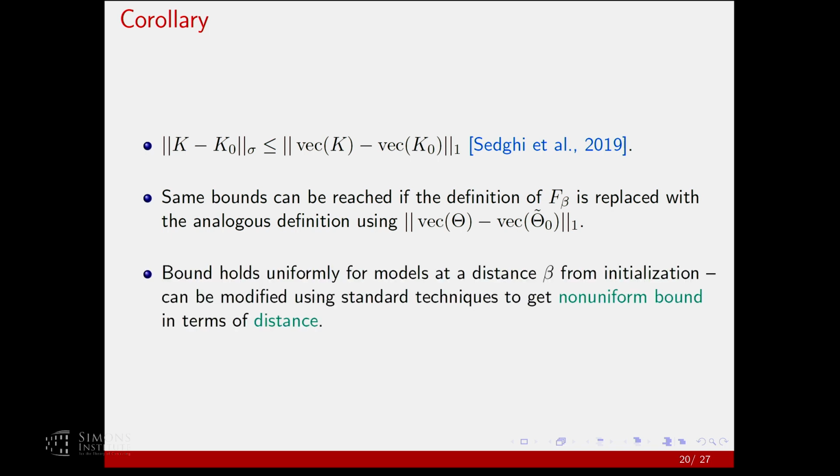Another thing that I want to mention is that the bounds that we proposed hold uniformly for models that are all at the distance beta from initialization, but this can be modified using standard techniques to get a non-uniform bound as a function of the distance itself.